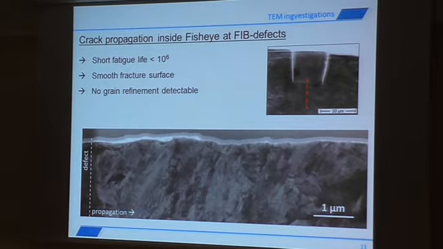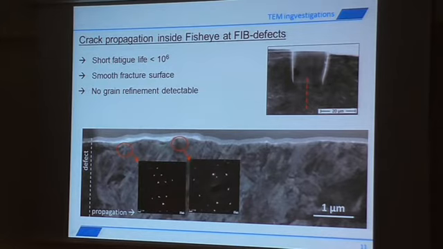So now to the microstructure, we have to check if it's also the same for the artificial defects. Here is a fisheye without FGA for a comparatively short lifetime. We have a very smooth fracture surface. Here is the defect. The propagation is in this direction. It's very smooth, nearly no crack deflection. And if we perform selected area diffraction, we also see there's no grain refinement.